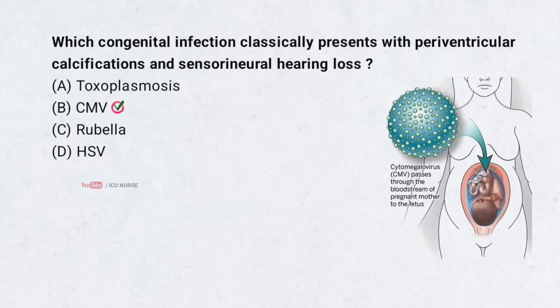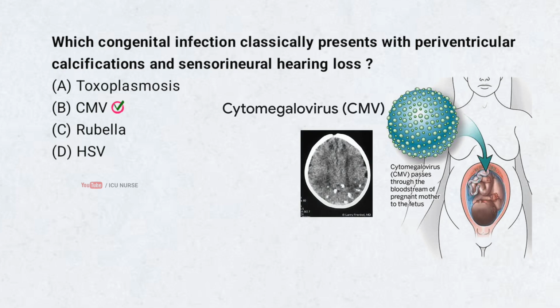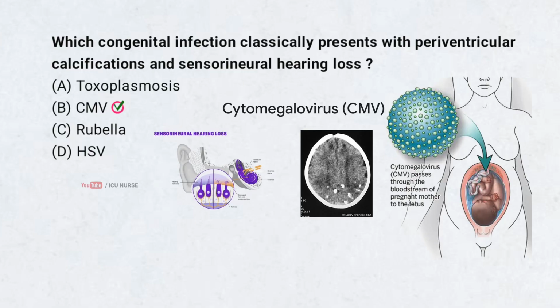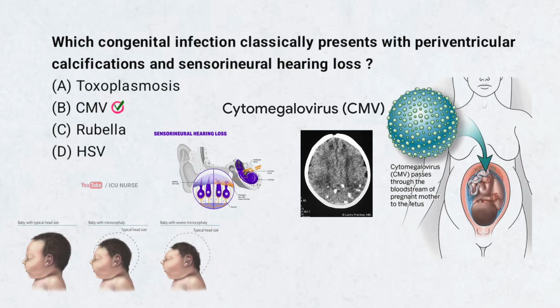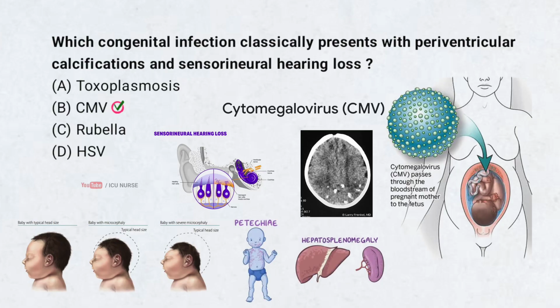CMV. CMV stands for cytomegalovirus. Congenital CMV infection is the most common viral cause of birth defects. CMV classically causes periventricular calcifications visible on brain imaging, along with sensorineural hearing loss. Other features include microcephaly, hepatosplenomegaly, and petechiae.